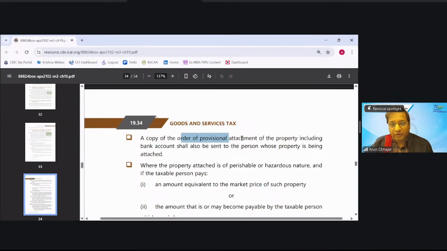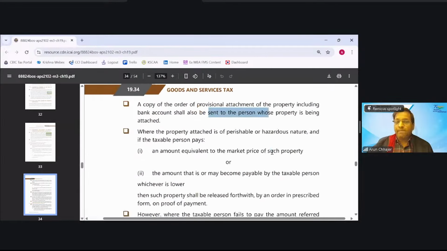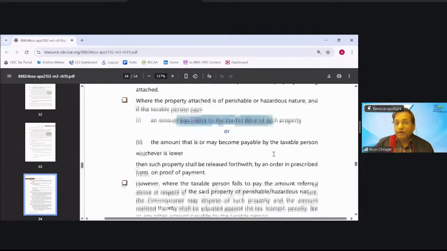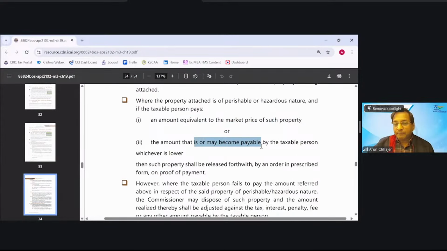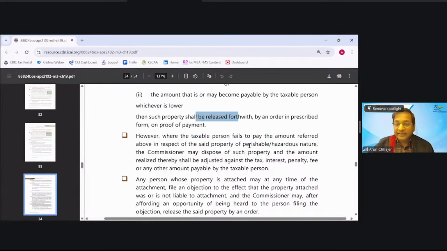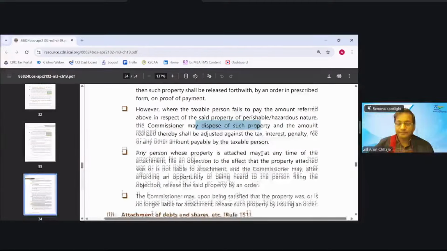A copy of the order of the provisional attachment of the property including bank account shall also be sent to the person whose property is being attached. Where the property attached is perishable or hazardous in nature, then if the taxable person pays the amount equivalent to the market price or the amount that has become payable, whichever is lower, then such property will be released. However, if he fails to pay the amount referred above, then the commissioner may dispose of the property.